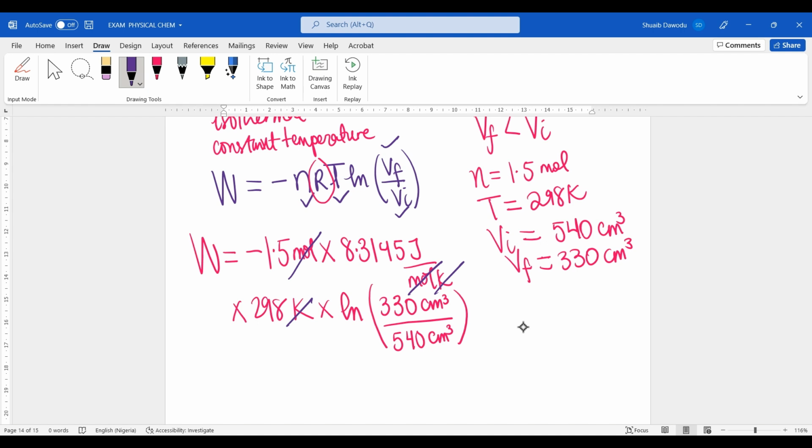It's just as if they're asking you to find the ln of 4 over 8 as well as the ln of 1 over 2. The truth is 4 divided by 4 is 1, 4 divided by 8 is 2. So ln of 4 over 8 is going to give you ln of 1 over 2. So you're basically saying ln of 330 times 10 to the power of negative 6 meter cube.